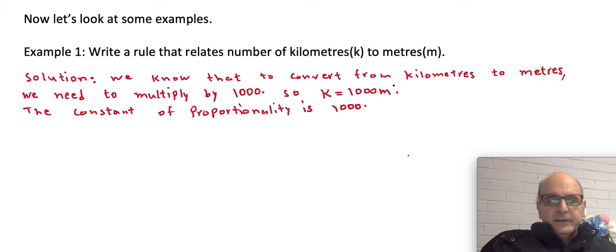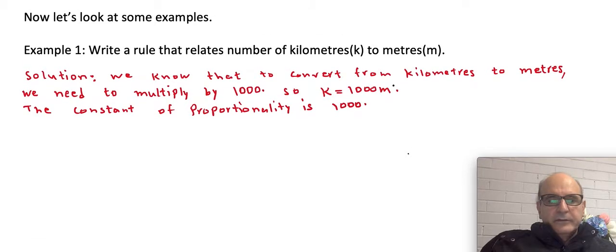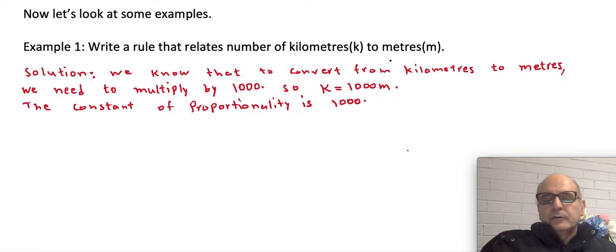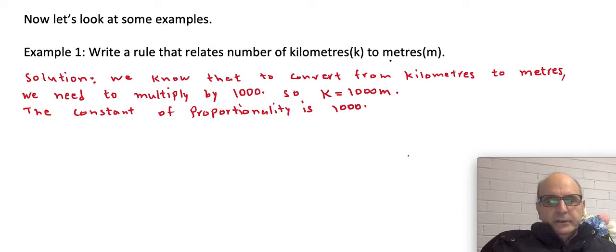Okay, let's complete a number of examples. Example 1, write a rule that relates number of kilometers, k, to meters, m. So you measure something in meters, and you want to see how many kilometers it is.